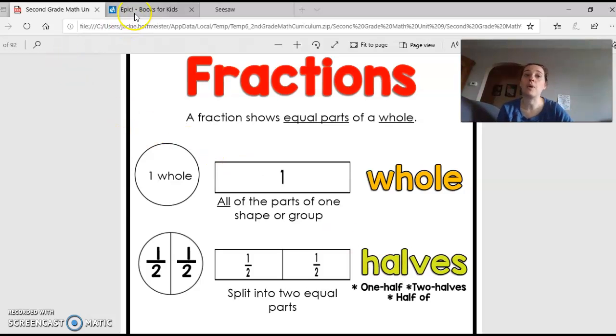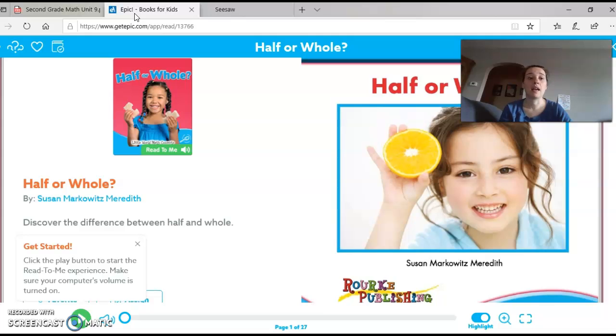Okay, so we're going to read a book on Epic. And we're going to talk about halves and wholes today.